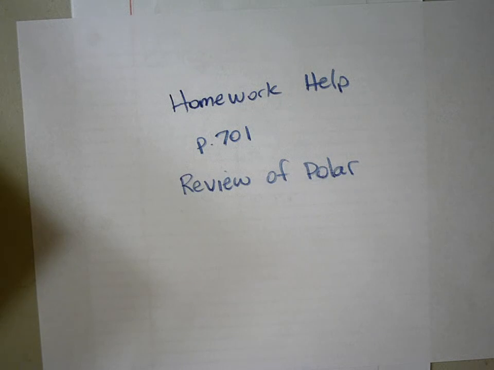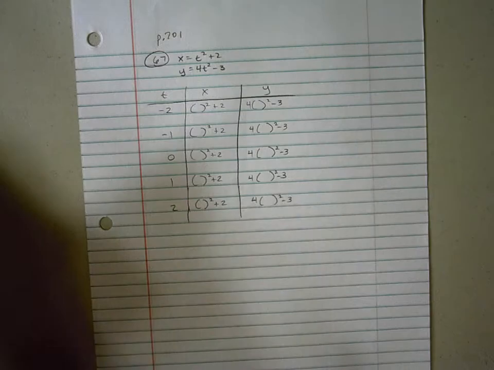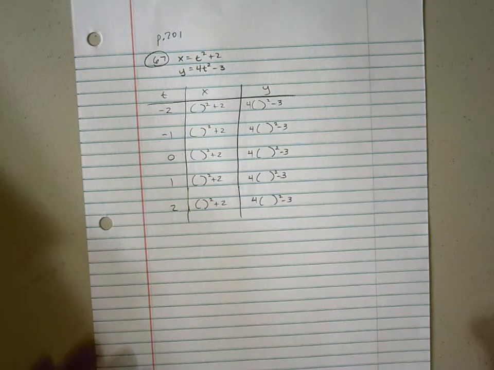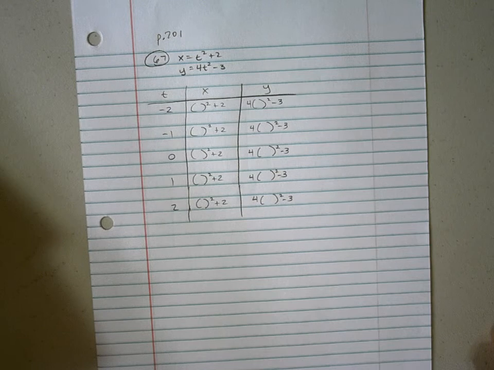Okay, we'll do a couple problems from page 701, review of polar. And number 67 is mentioning that we need to sketch the curve. We need to then eliminate the parameter and write the corresponding rectangular equation. And it mentions adjust the domain, but I can say that you don't need to worry about doing that.